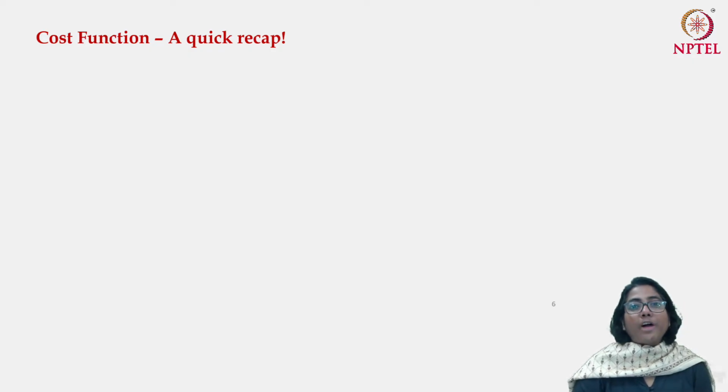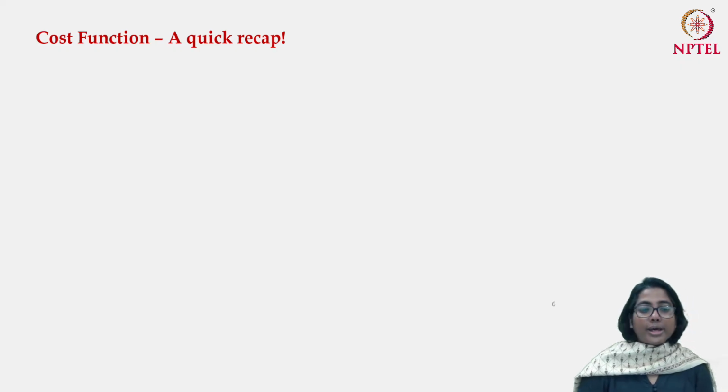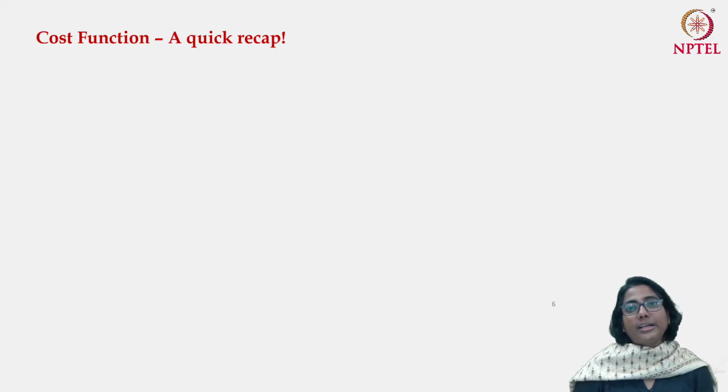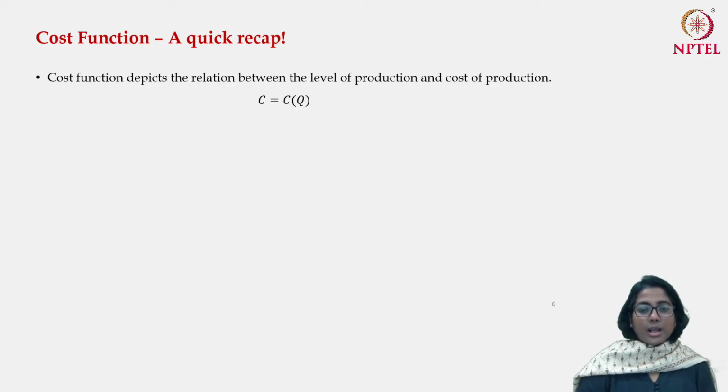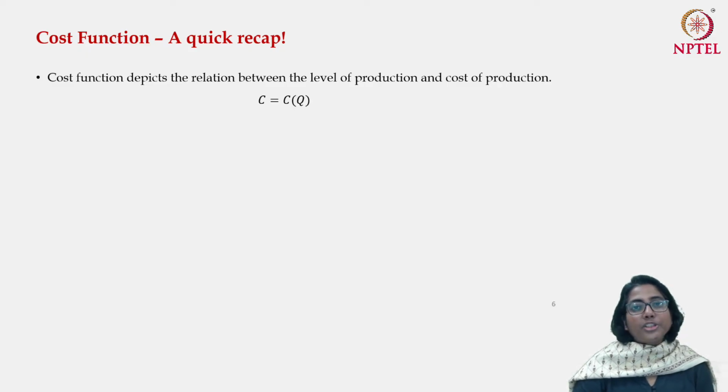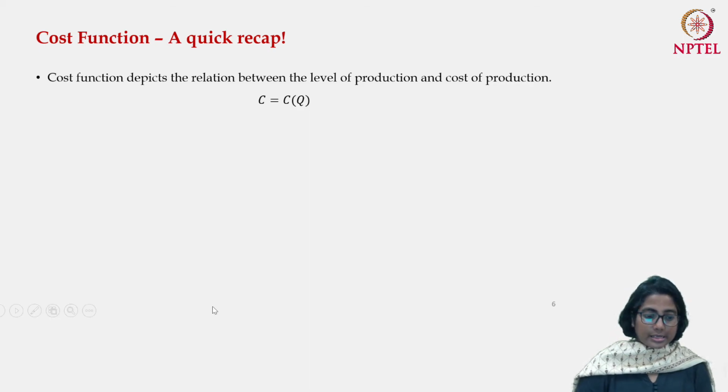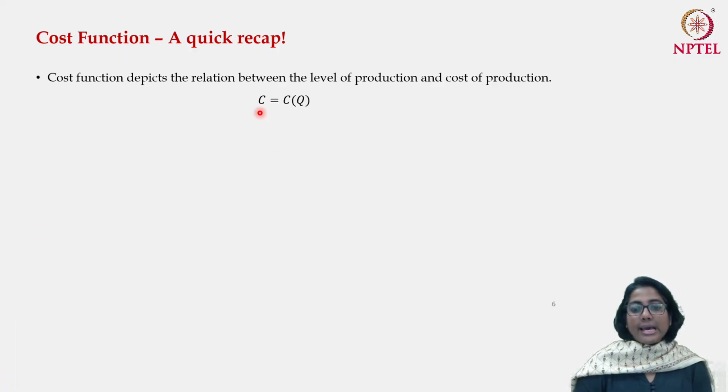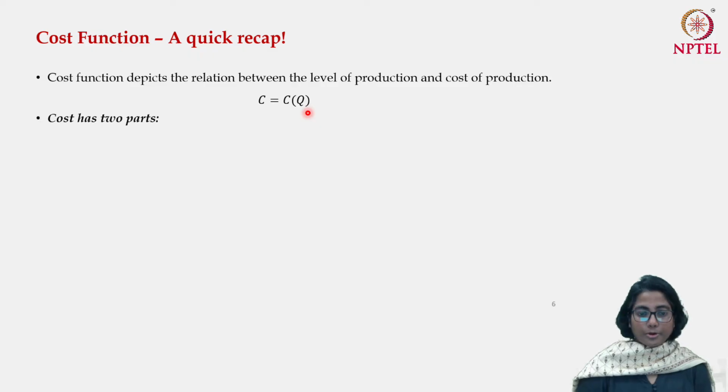Before we go into the functioning of the perfectly competitive market structure, let us have a quick look at the cost functions that we had discussed in the previous weeks. We said the cost function is basically cost expressed as a function of output produced. Okay, so C is a function of Q. So C is a function of output produced.